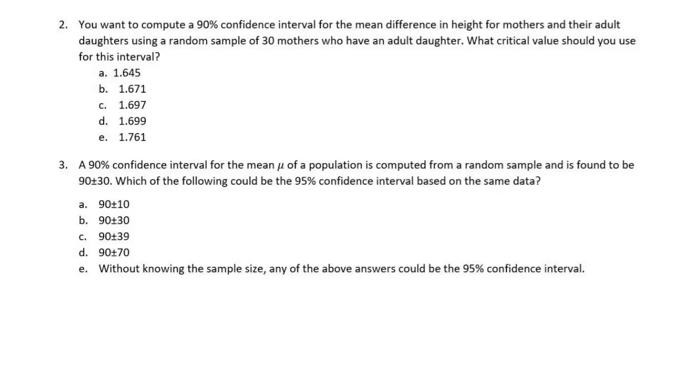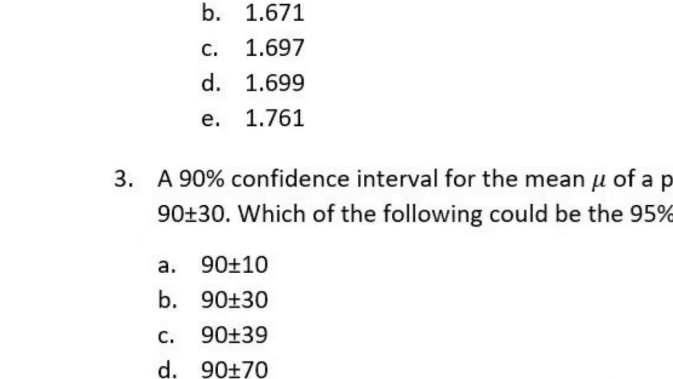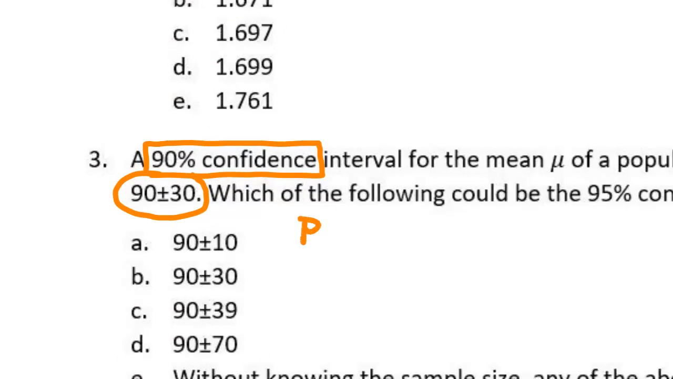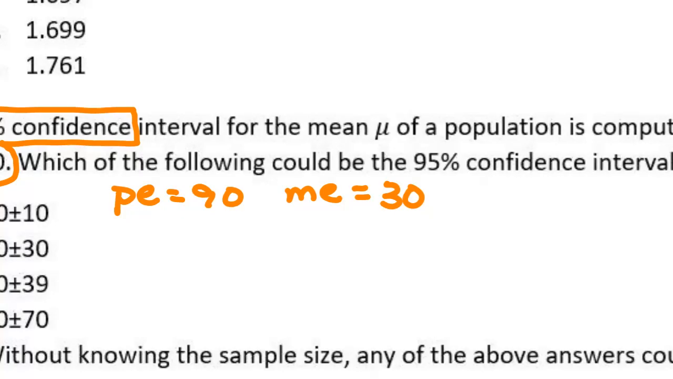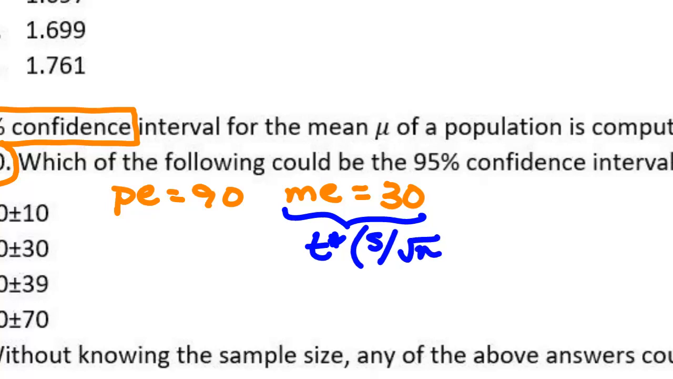All right, problem number 3. So, the 90% confidence interval produced this. So the point estimate is 90, and the margin of error is 30. How do we calculate margin of error? T star times the standard deviation, or the standard error, which would be S divided by square root of n, assuming a 1 sample here.